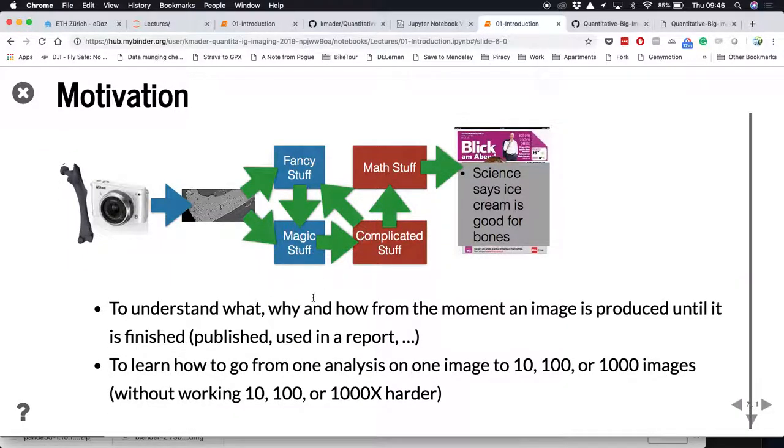And the second part of this, which is really where the big component comes in, is how do you go from one analysis on one image to 100, 1,000, 10,000, 1,000,000 without making more work for yourself? And so really, how do you make all of this very, very scalable? Because as most of you who've worked with images before know, if you're doing anything manually, it takes a huge amount of time to do large numbers of samples. And so how can you do this much more efficiently?